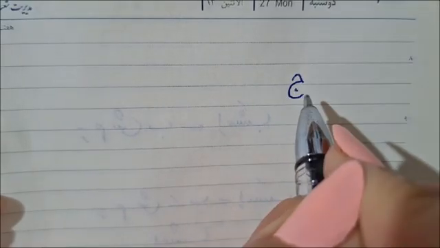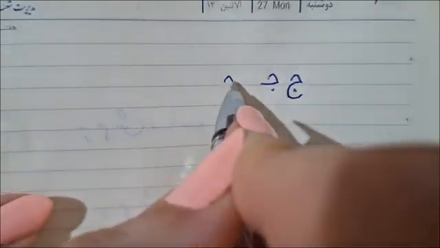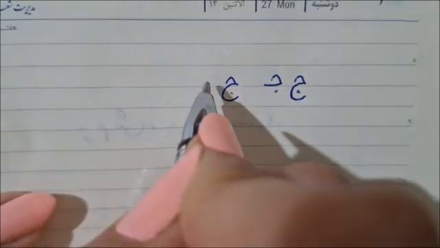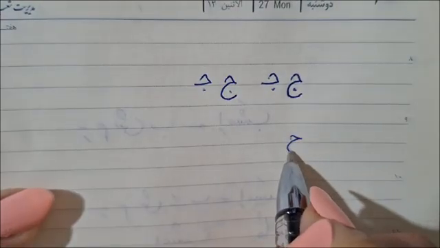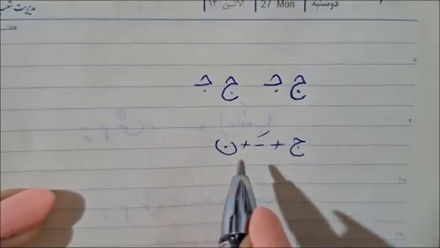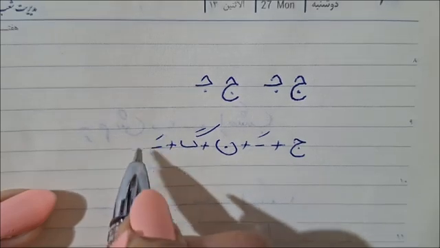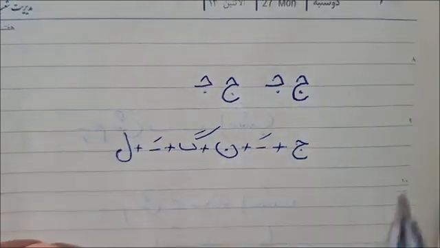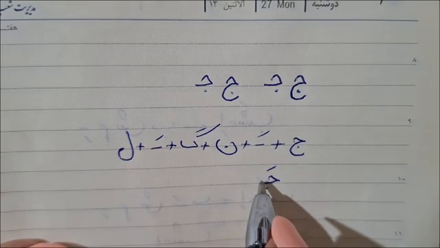This is the separate and this is the sticking form of jim. Like j in English, like jungle. Here is how we write jungle. J plus a plus n plus g plus a plus l. Together, jangal.